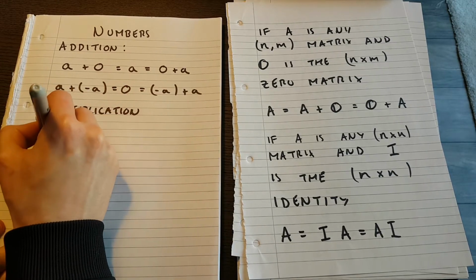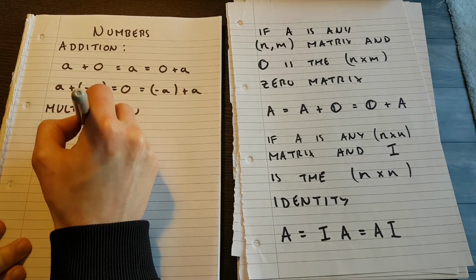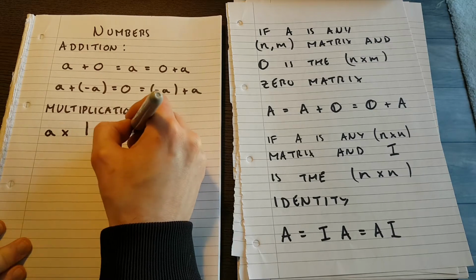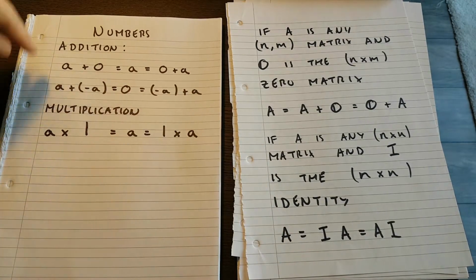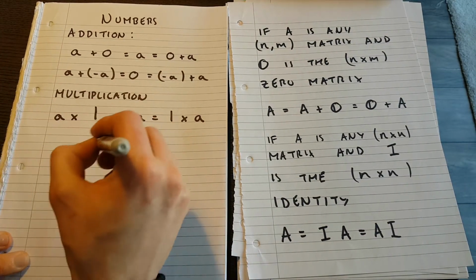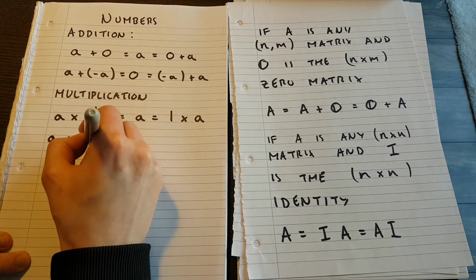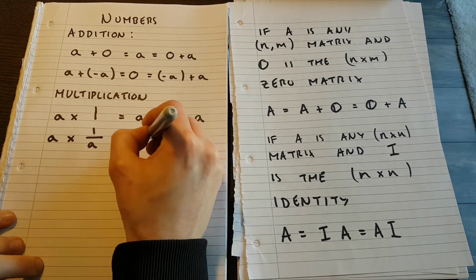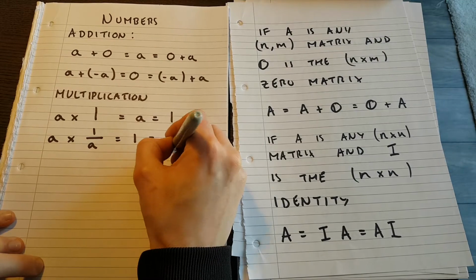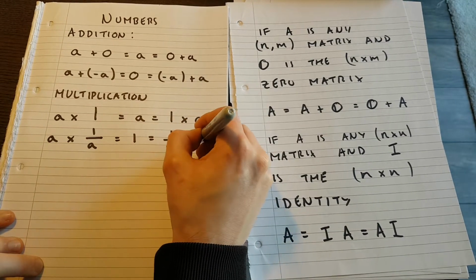Okay, we would have A by 1 is A, which is the same as 1 times A. So multiply by 1 on either side, it's the same. And then I would have A multiplied by 1 over A, the reciprocal or multiplicative inverse. Well, that's 1, which is the same as 1 over A, and that multiplies by A on the other side.